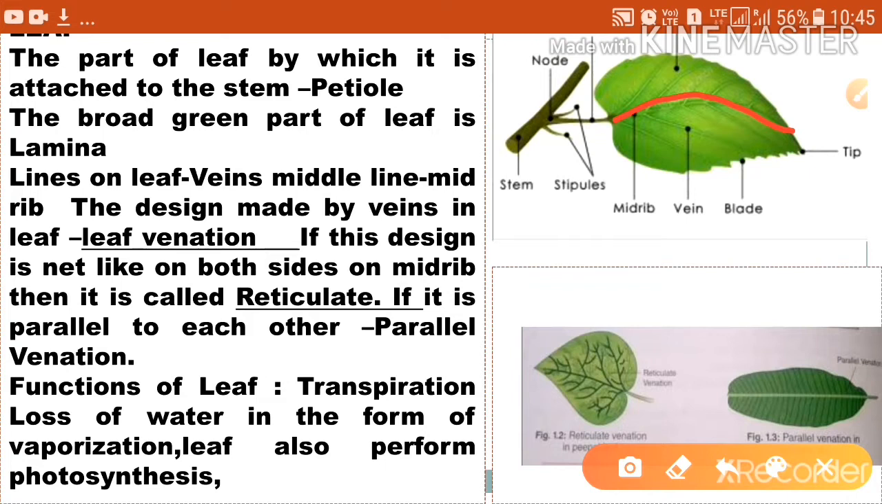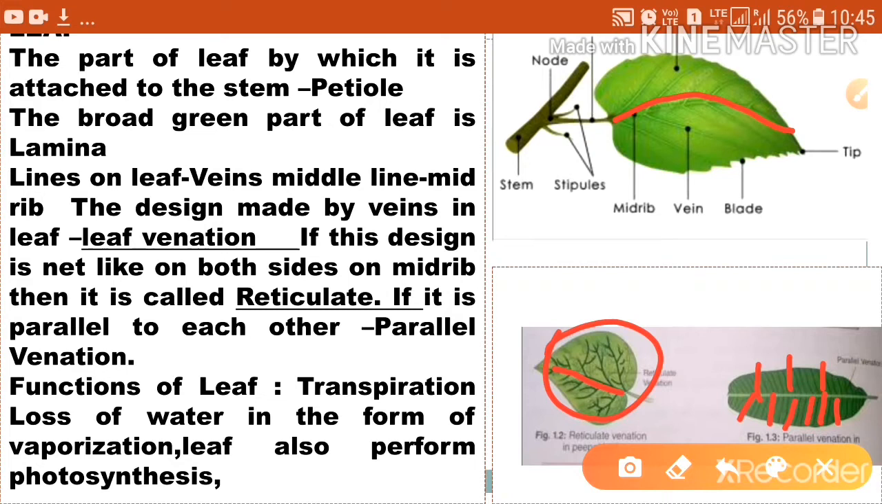If this design is net-like on both sides of a midrib, then it is called reticulate venation. This is reticulate venation. It is a net-like structure on both sides of the midrib. This part is the midrib. If the veins are parallel to each other like this, then it is called parallel venation. Banana leaf is an example of parallel venation. Grasses are some of the examples.